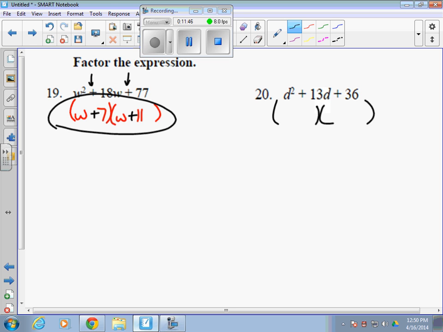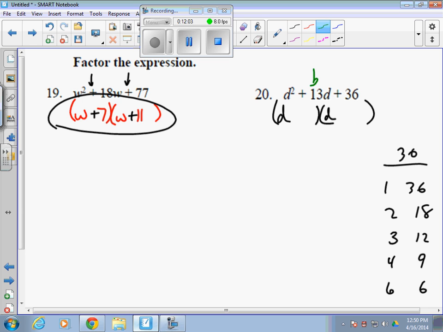Two binomials again, d times d. Your factors of 36, if you need to list them, are 1 and 36, 2 and 18, 3 and 12, 4 and 9, and 6 and 6. Which pair gets you to b's value 13? The only set that gets you to the number 13 are 4 and 9. So this tells you they're the same sign. This tells you they're both plus. So plus 4, plus 9.